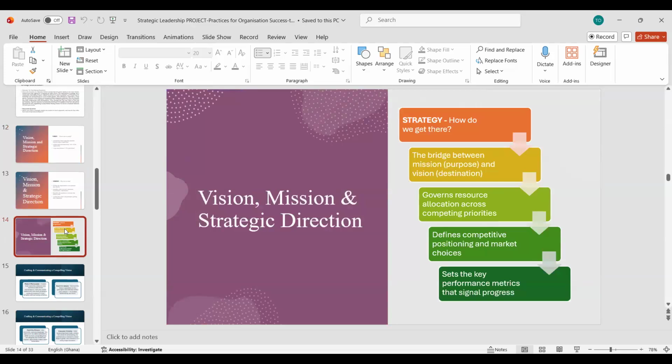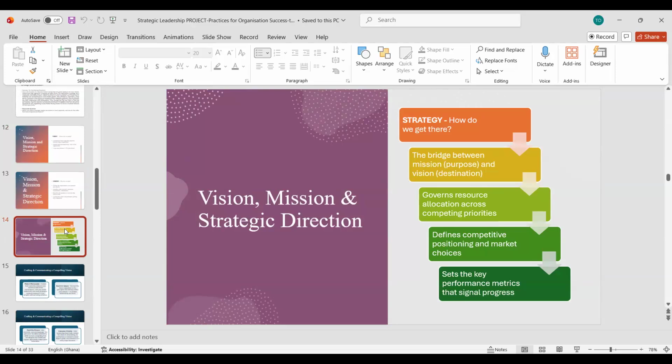What is our strategic direction? What is the strategy we are using? How do we get there? Now, I wish people would sit and think about a small business you want to set up and come up with a nice mission, a nice vision.